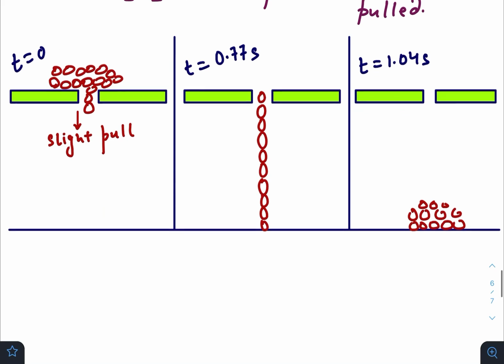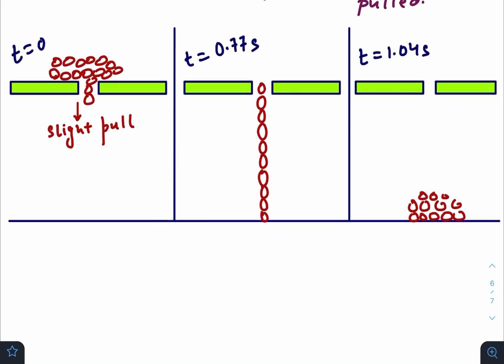So let me summarize the whole situation here. At t equals 0, we gave a slight pull, the chain starts to fall. When the whole chain, which is of length 1 meter, and the height of the table is also 1 meter, the diagram will look something like this. From this situation to this situation, time taken is 0.77 seconds. Okay, and from here to here, when the whole chain falls on the ground, the time spent is 1.04 second. Okay, and from here to here it is 0.25 second.